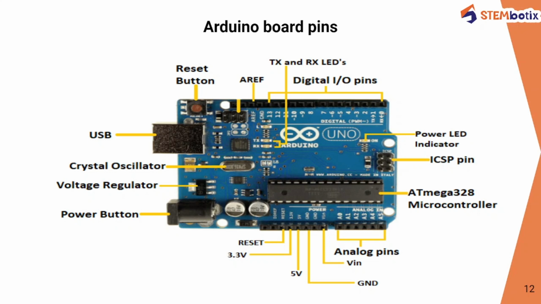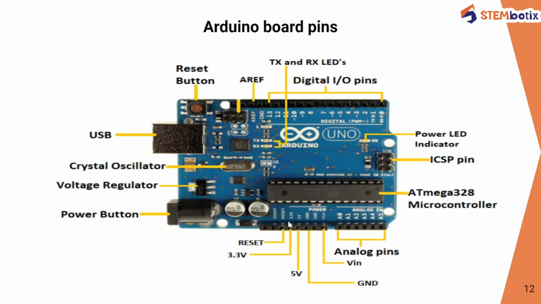Power LED indicator. This just indicates the power of the microcontroller. The ATmega328 microcontroller is the heart of the Arduino board. It's basically an integrated circuit, or we can say an IC, of the Arduino board. This is the ATmega328 microcontroller.